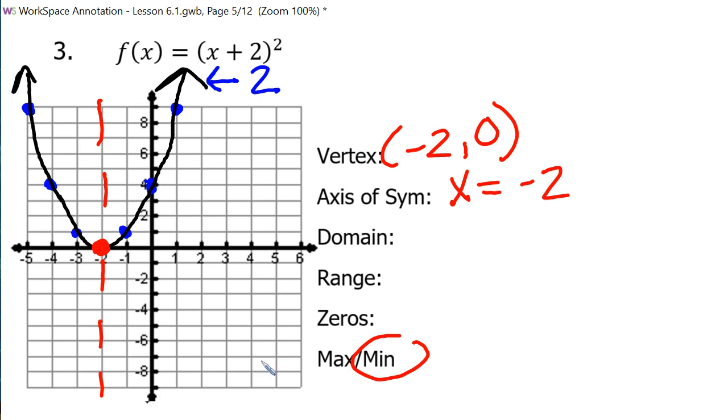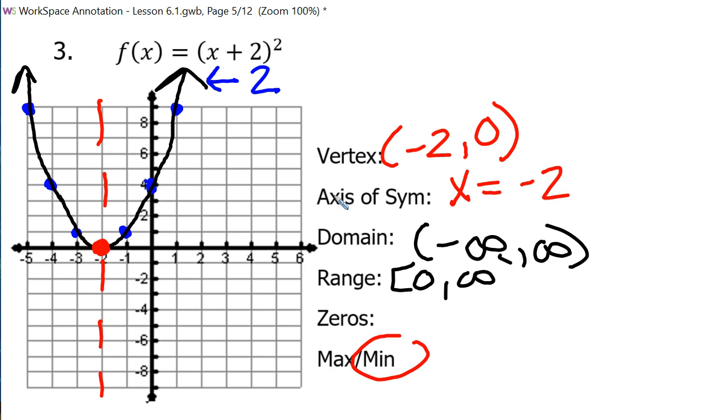And what's the domain for all parabolas? Negative infinity to positive infinity. The range, look at your vertex. What is the bottom y value? 0. And what's the top y value? Infinity. So the range is 0 to infinity. And what does the word zeros mean? The x-intercept. So where does it touch the x-axis? Negative 2. So x equals negative 2.